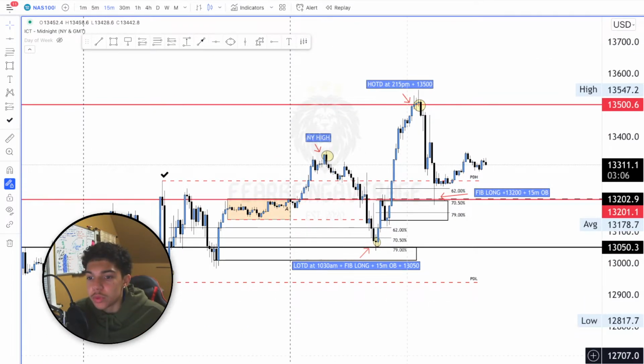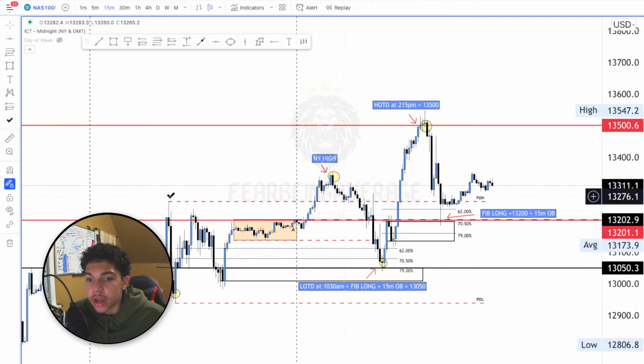Now, what did we miss? We have the low of the day, the high of the day, the New York high that we drew the fib from, this low from the previous day's low. We have this main move, the expansion that happened at 10:30 in the morning, where we got the low of the day from the fib long that happened at the 15-minute order block at 13,050 mid-figure level. Then we had this run above, going back to clear this New York session high. After we cleared that New York session high, price had a retracement into the fib long back at 13,200 at the 30-minute order block, and this is where price expanded back to the top side. So nonetheless, now let's get the schematic of today.